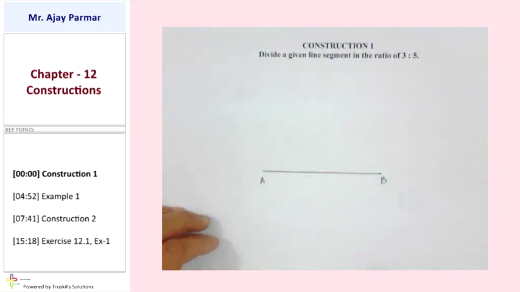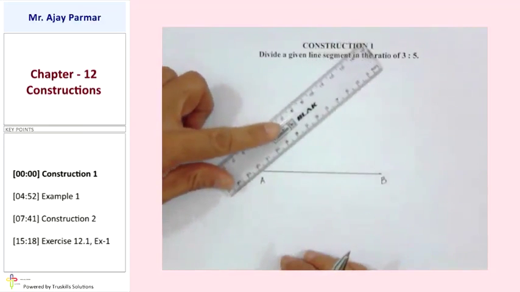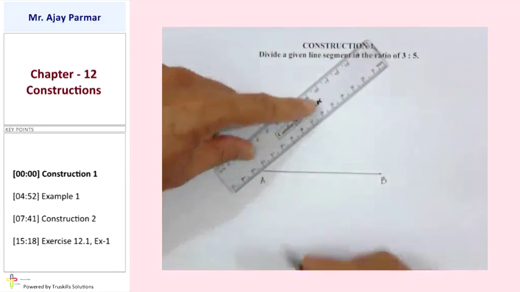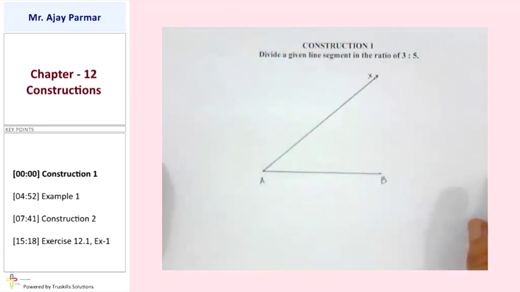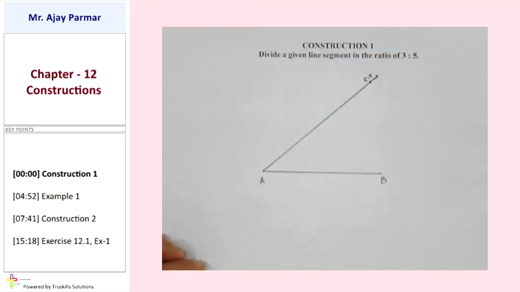Now I am supposed to divide this line segment into the ratio of 3:5. The first thing that we shall draw is ray AX, such that angle XAB would be an acute angle. On this ray, I am going to select any arbitrary point, say point C. Now I will divide this line segment AC in such a way that we get 8 equal parts. How did we get that 8? Because we are expected to find out the ratio of 3:5.